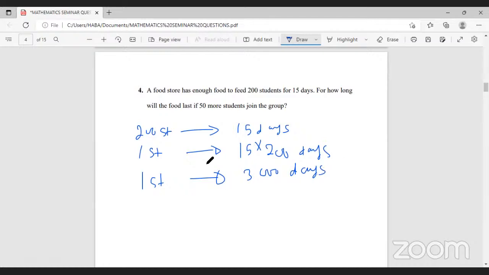Now, after finding that, we now say if we add more 50 students, that would be 250 students. So now here we get our 3,000. We divide it by 250 students, and this would be in days. So what do we get when we divide 3,000 by 250?